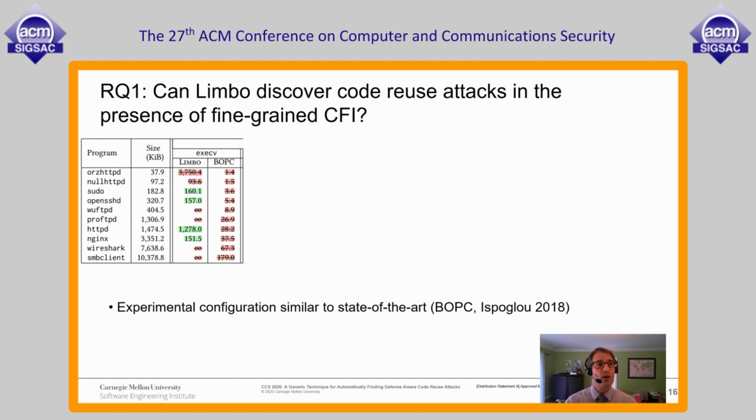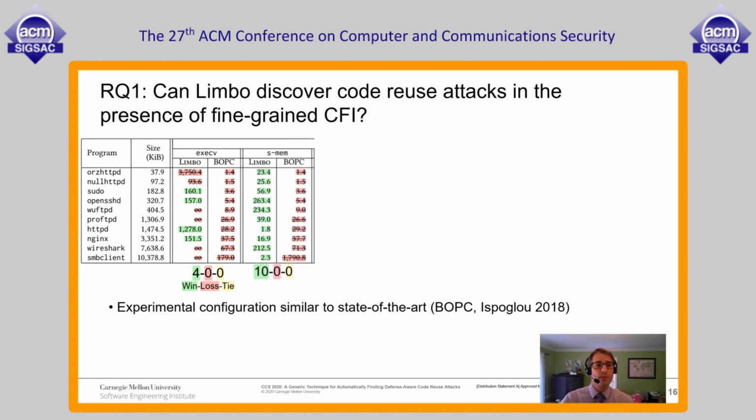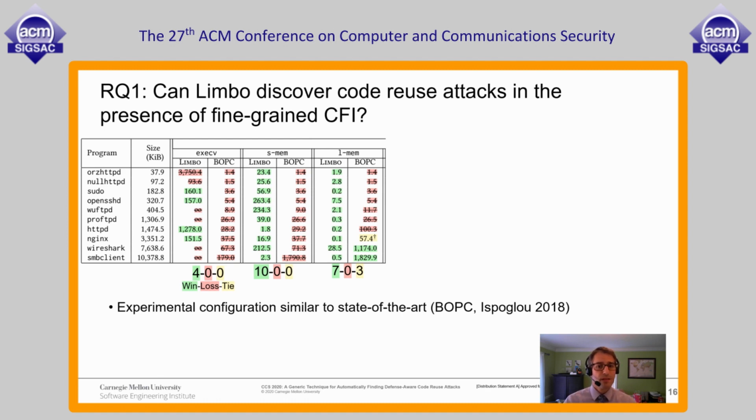So the first goal is calling execv with an arbitrary argument. And here we can see that Limbo was able to do this on 4 programs, whereas BOPC was able to do it on 0. And we can summarize this in the form of a record. So Limbo got a record of 4 wins, 0 losses, and 0 ties. So we can use that record to now go a little bit more quickly through the other goals, which is storing to memory. Limbo earned a record of 10, 0, and 0. For loading memory into a register, Limbo got a record of 7, 0, and 3.